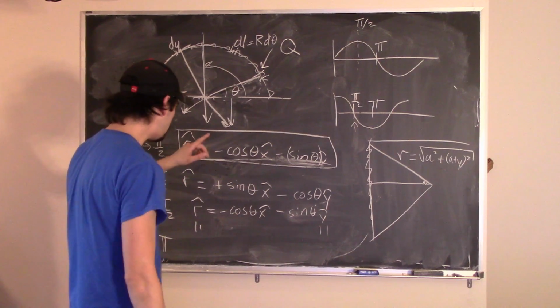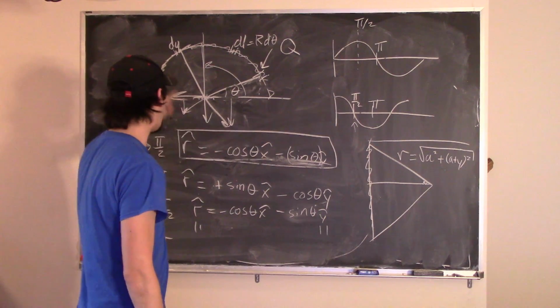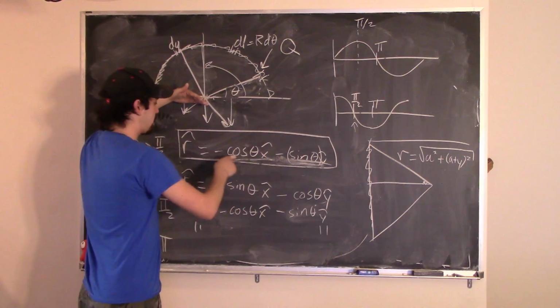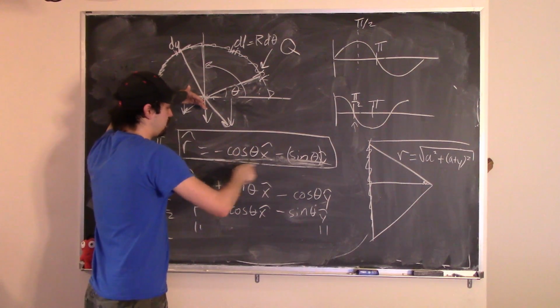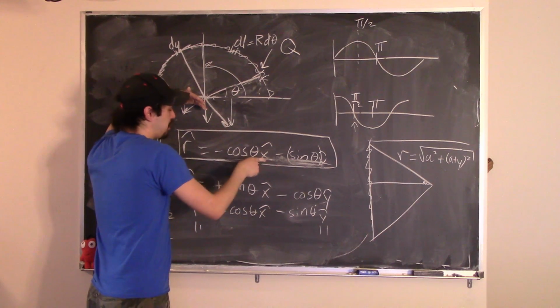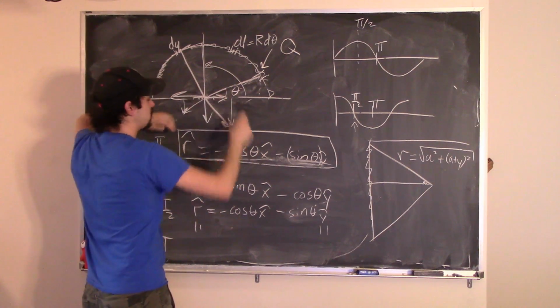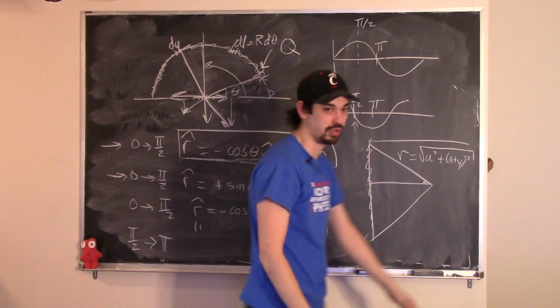Okay, let's see for pi. We go to pi. Cosine of pi is negative 1. Negative 1 times negative 1 is positive 1. So this gives me a positive x hat, so this points in this direction. And we know that sine of pi is 0.